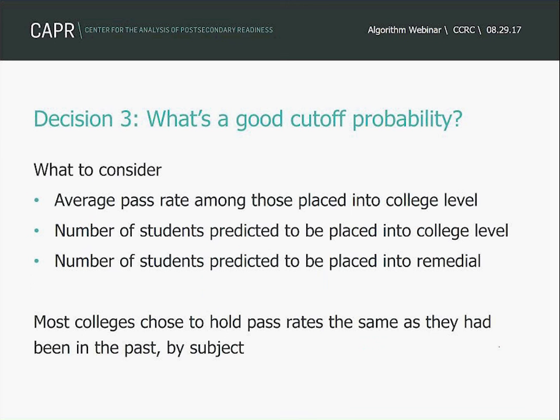There are various things to consider. What are the average pass rates among those you place into college level? What's the number of students predicted to be placed into college level? And what's the number of students predicted to be placed in remedial? These are all things you might want to think about when you're choosing a cut point.